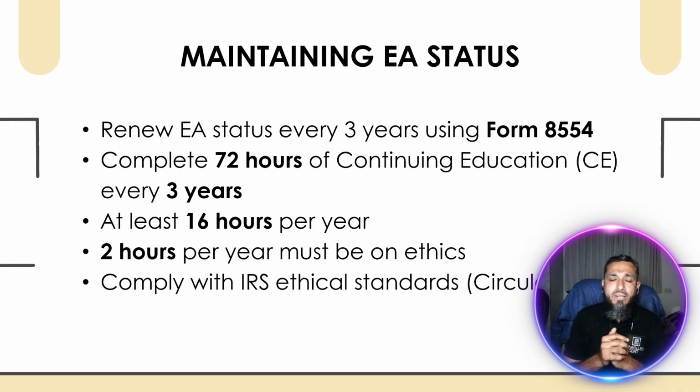For maintaining the enrolled agent status, renew it every 3 years using Form 8554, and complete 72 hours of continuing education every 3 years. So you need to do 72 hours in a 3 year period, at least 16 hours per year, and 2 hours per year must be on ethics. You will have to complete that continuing education, including the 2 hours of ethics, and comply with the IRS ethical standards, Circular 230, that apply once you become an enrolled agent.